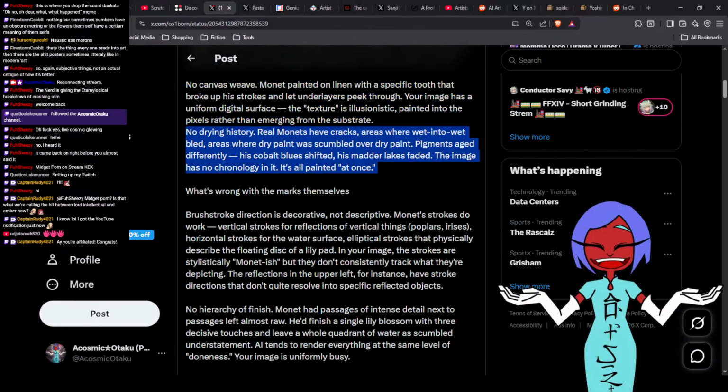No drying history. Real Monets have cracks, areas where wet into wet bled, areas where dry paint was scumbled over dry paint. Pigments age differently. His cobalt blues shifted. Funny enough, I think Cobalt Blue was the name of a fictional band in the Witcher series. His madder lakes faded. The image has no chronology in it. It's all painted at once.